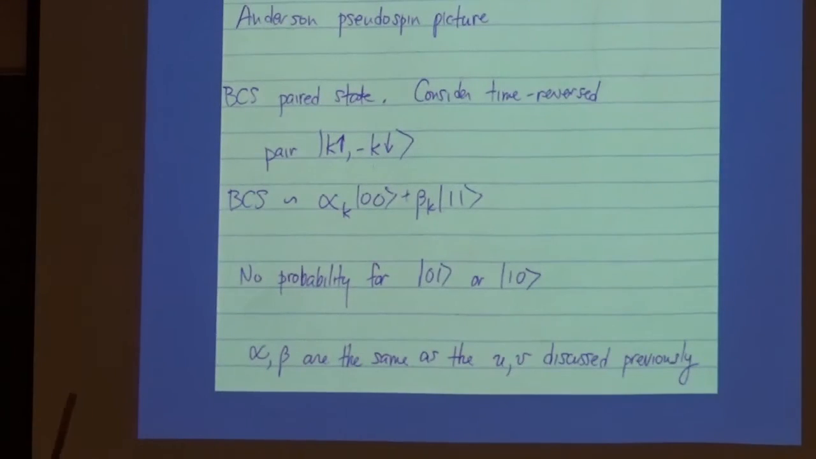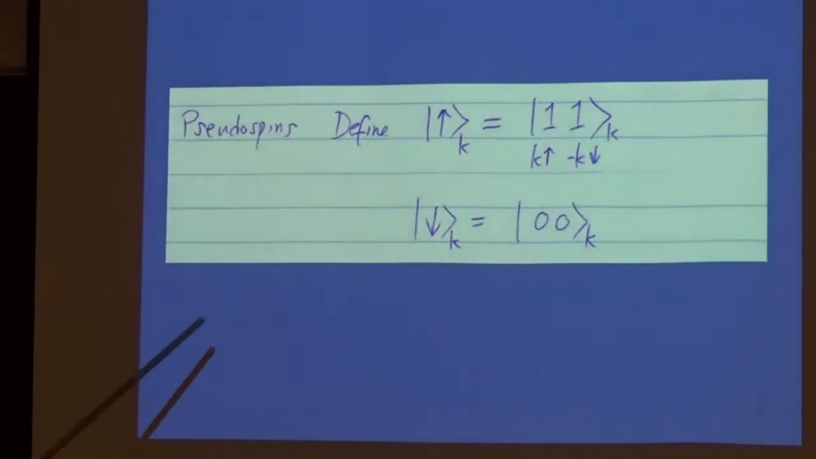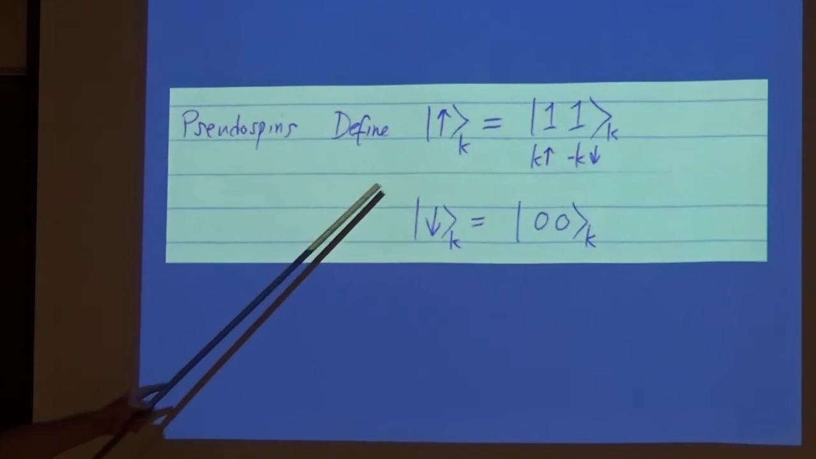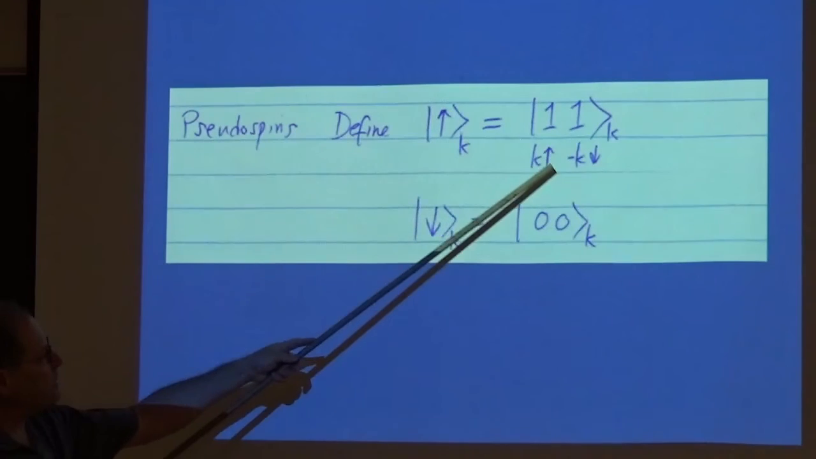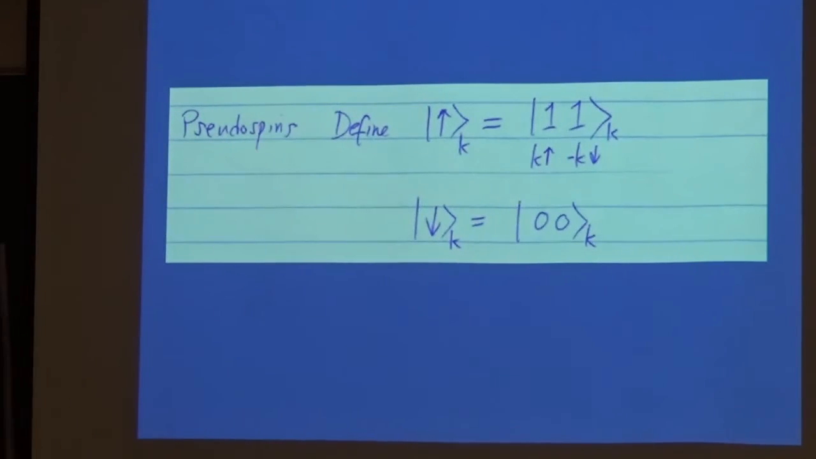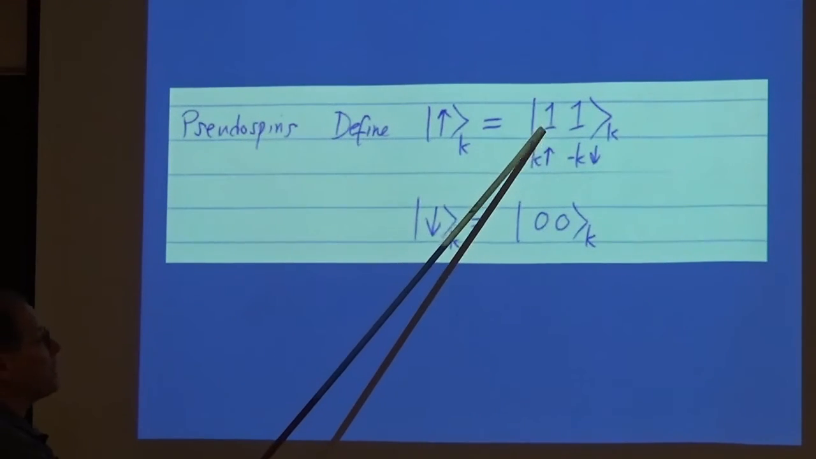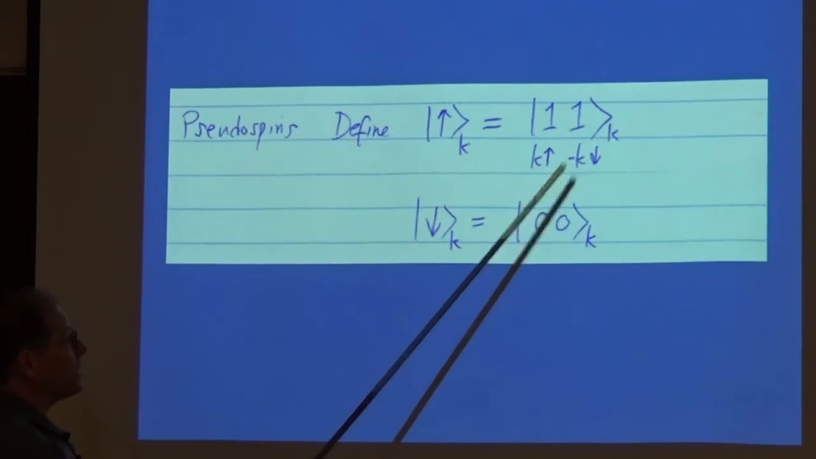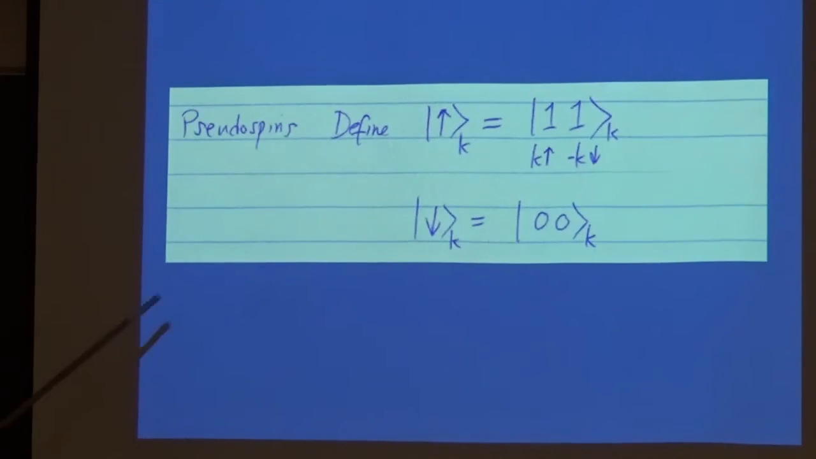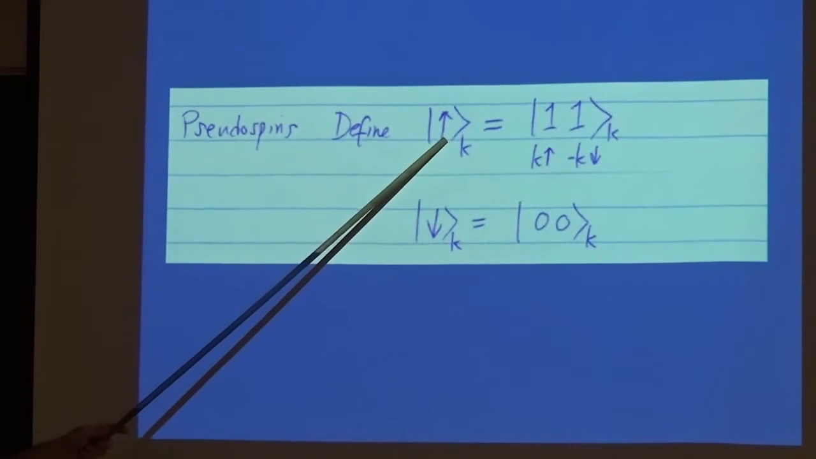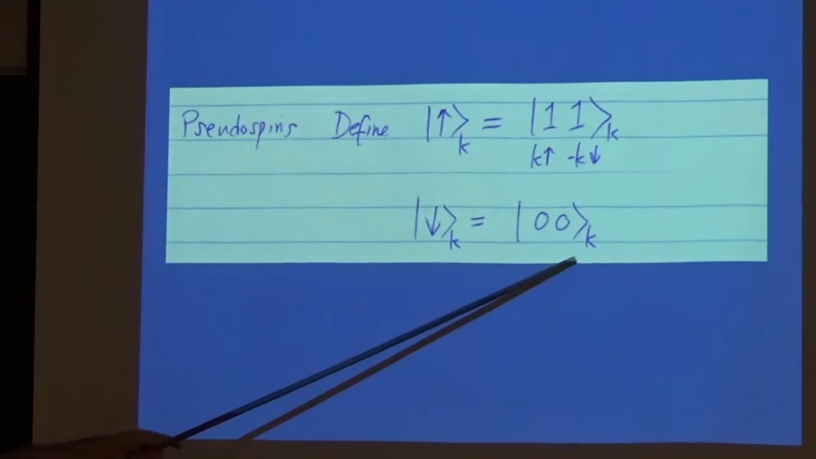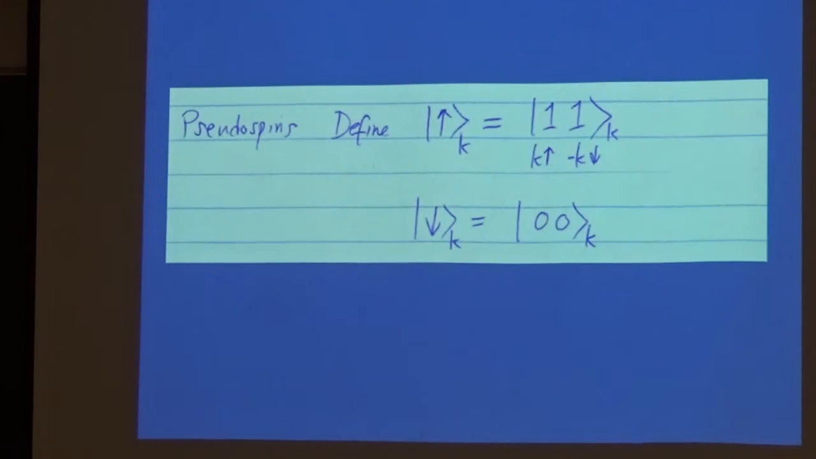So what is this Anderson pseudo-spin version? The way I think about it, as an experimentalist, is that he defined the state where you have double occupancy, so you have an electron in the state with k up and an electron in the state with minus k down, to be spin up, and the state with them unoccupied he defined to be spin down.